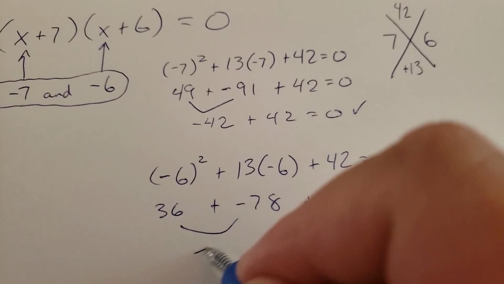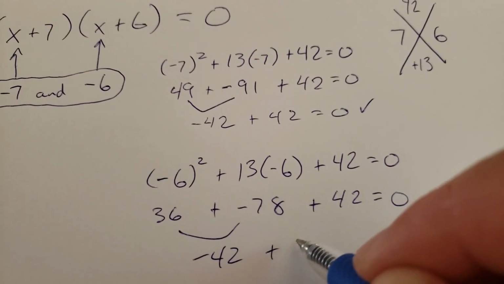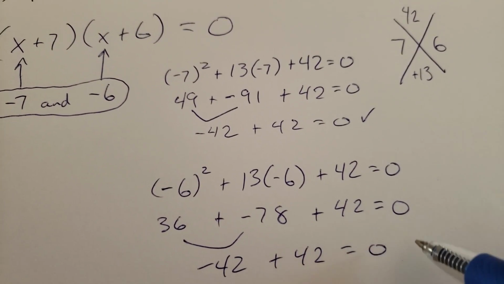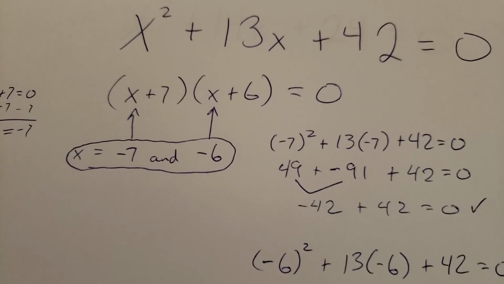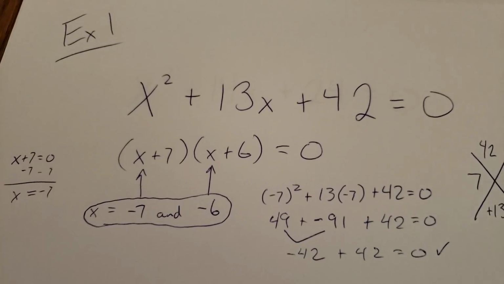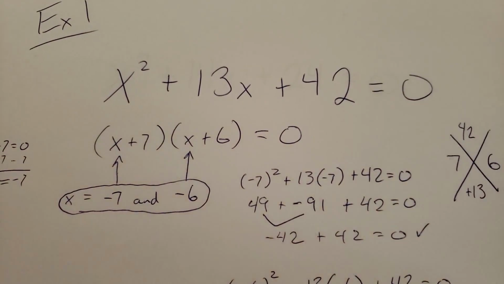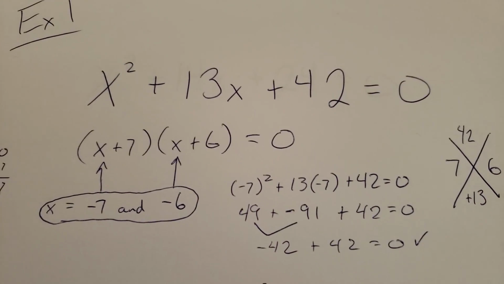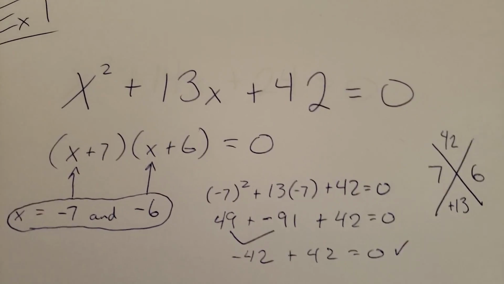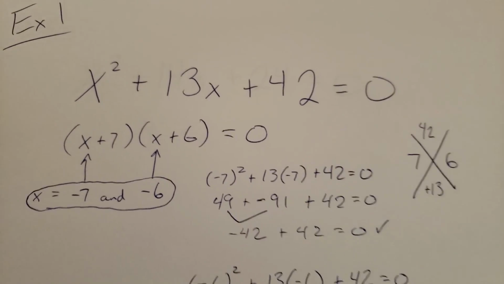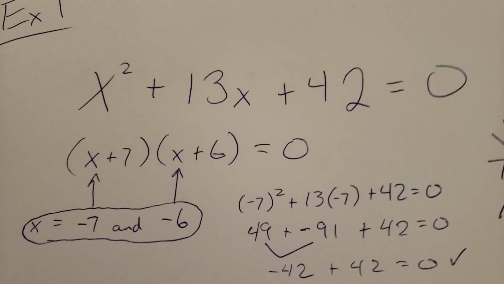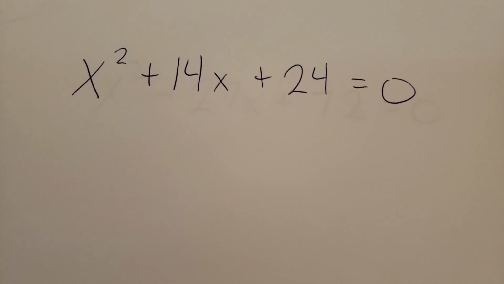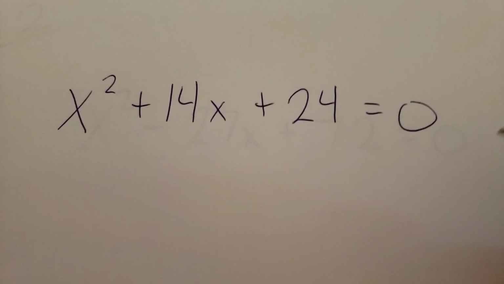When I add these two together, it makes negative 42 plus 42 equals 0, so it works also. So there's proof that negative 7 and negative 6 are the numbers that make this trinomial equal to 0. So the next slide is a try this. I'm not going to pause, but you are, and you're going to try it out. And then you'll hit play and see if your work works out to the same as mine. So you should be paused right now.